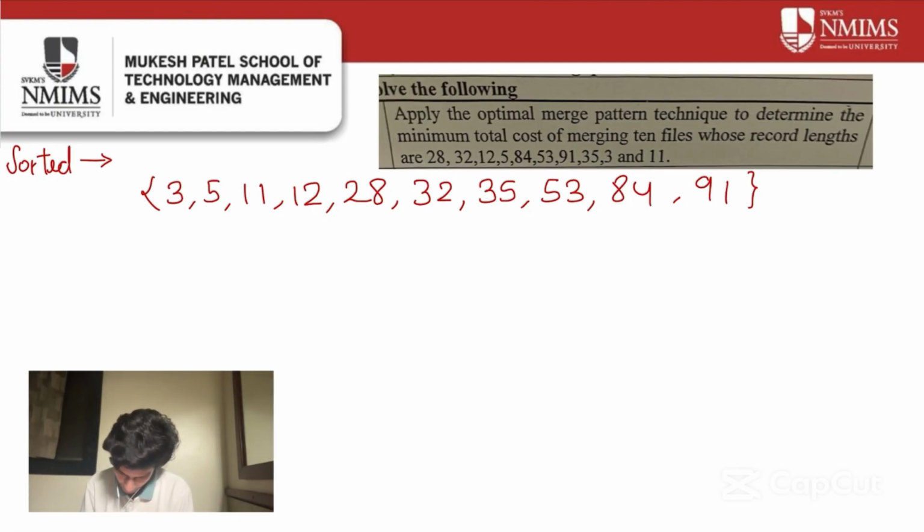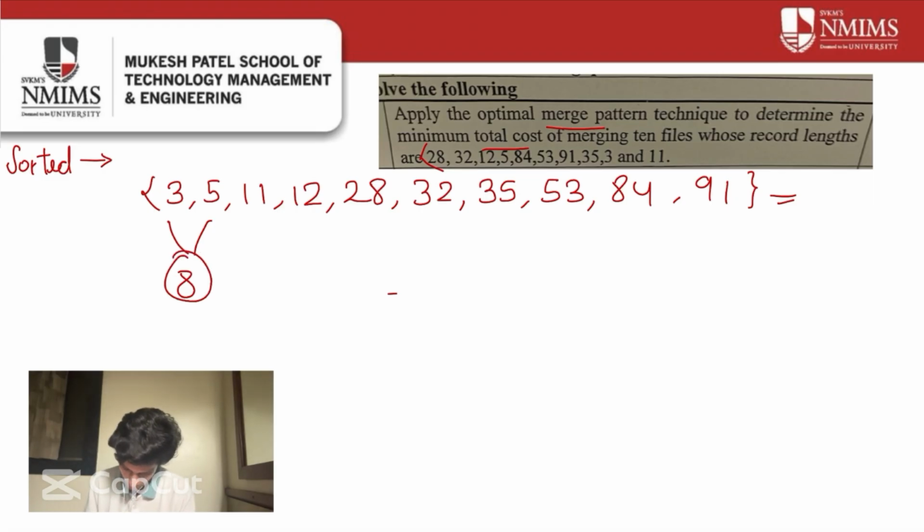we have 10 elements given in the problem. Apply the total merge pattern technique to determine the minimum total cost of merging 10 files whose record lengths are this. Now for the sake of time I have already sorted these elements. Now, going with the first step, we have to add the two shortest elements from the list, that are 5 and 3. Adding them would be 8.